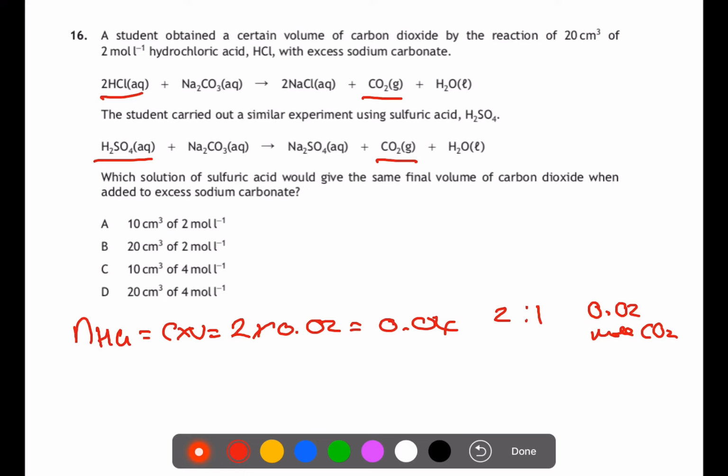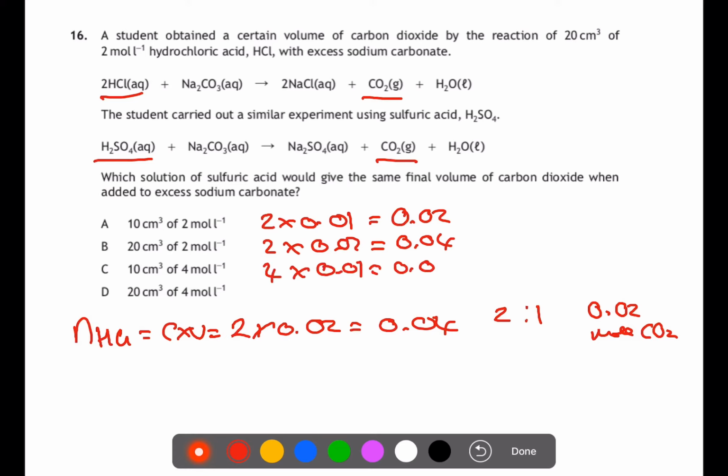So for each of these, you're going to do concentration times volume. So here we have 2 times 0.01, which is 0.02, 2 times 0.02, which is 0.04, 4 times 0.01, and 4 times 0.02. This means that A is our answer and would produce the same volume of carbon dioxide.